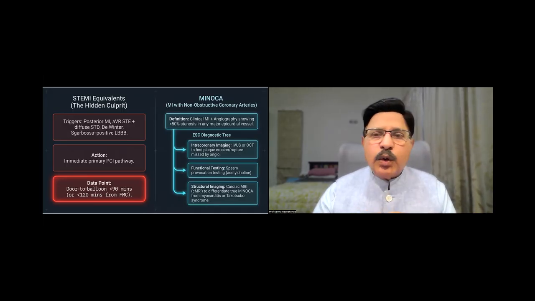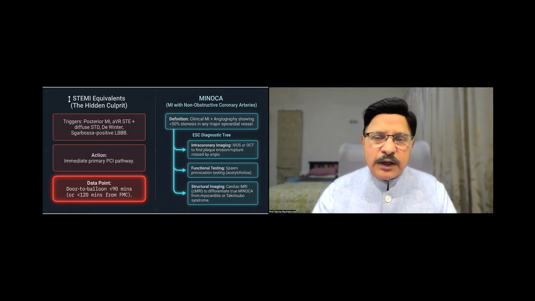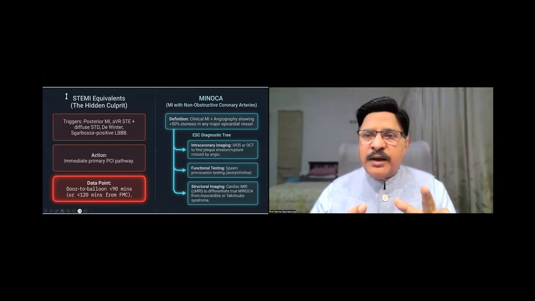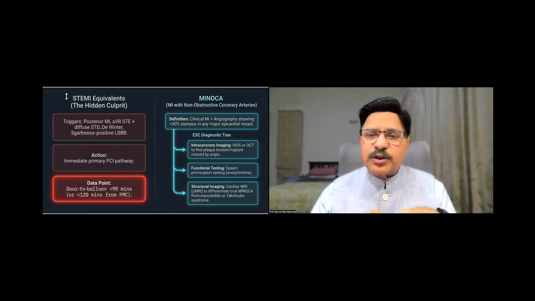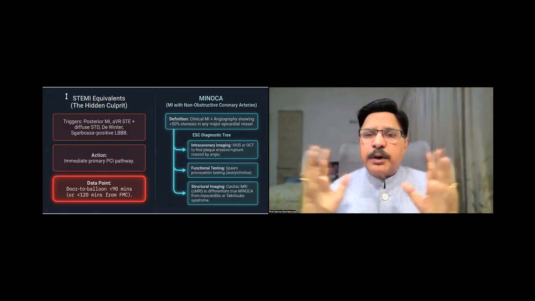Second one, MINOCA. What is MINOCA? MI with non-obstructive coronary arteries. That is, he has got MI, but the coronary vasculature is normal. Clinical MI, angiography shows less than 50%. The cardiologist said all the vessels are flowing, less than 50% only in the major epicardial vessels.